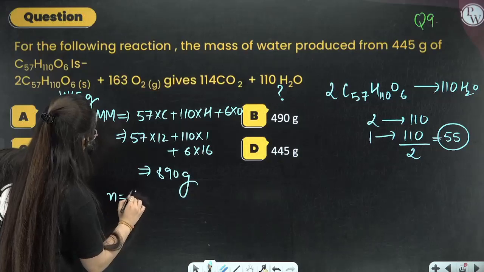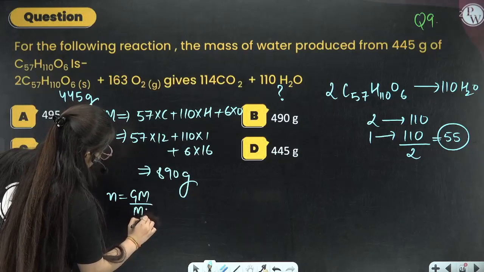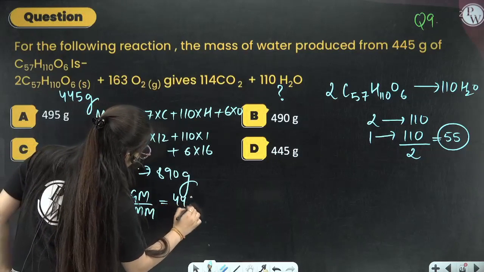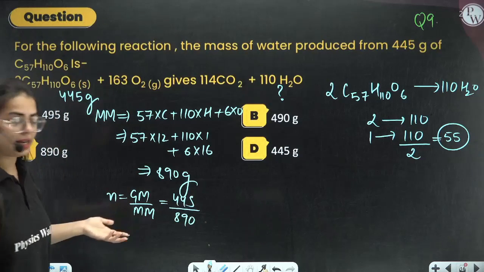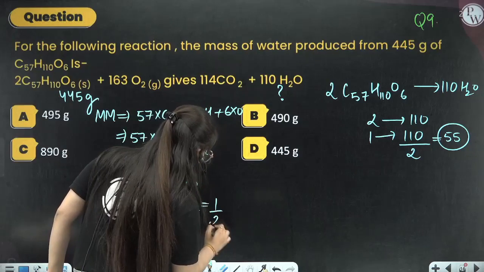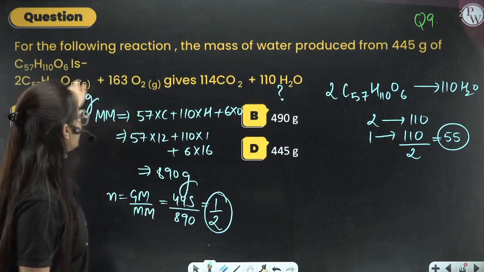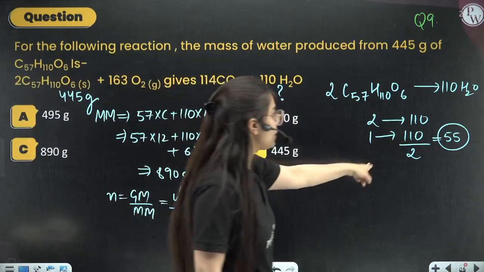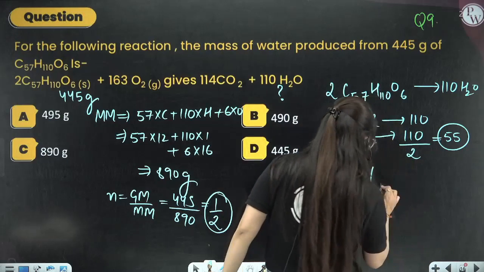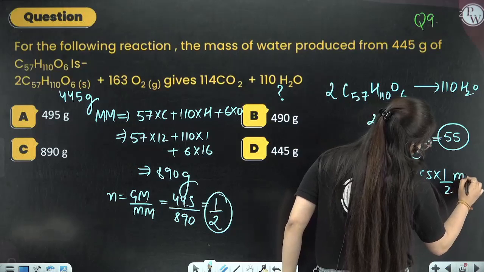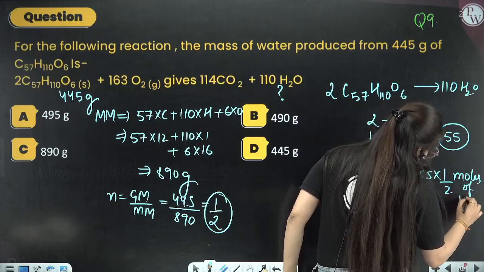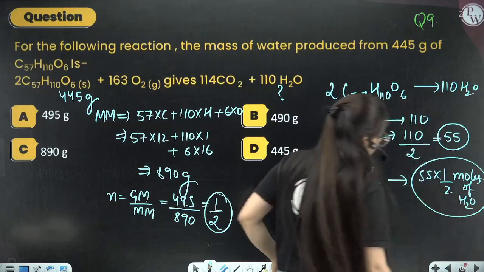So now, if this is the molecular mass and this is the given mass, number of moles shall be given mass upon molecular mass. The given mass is 445 divided by 890. 445 twos are 890, so the number of moles comes out to be 1 by 2. For 2 molecules producing 110, one will produce this much. So how much will half mole produce? Half will produce 55 into 1 by 2 moles of water. These are the number of moles of water.